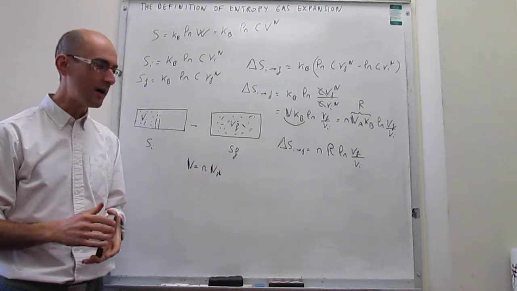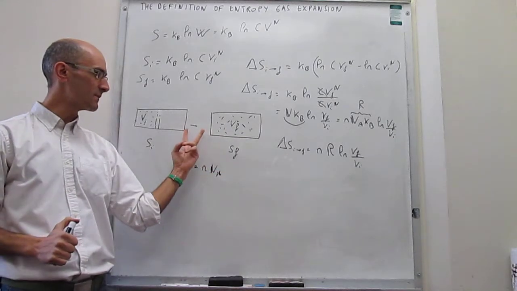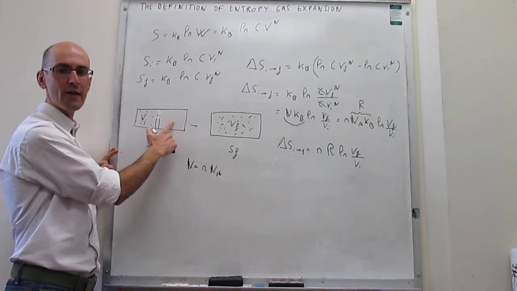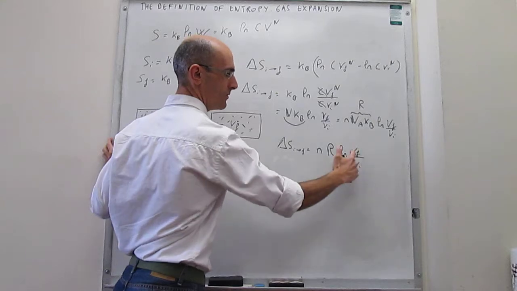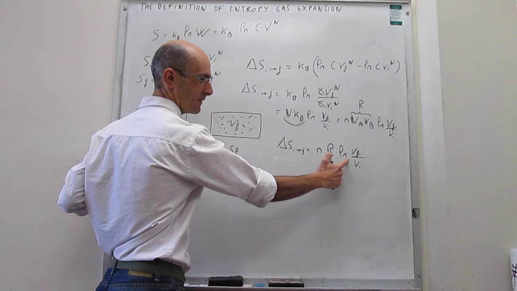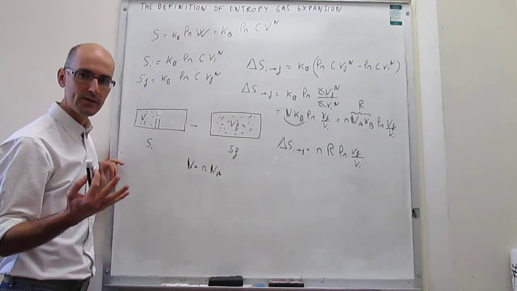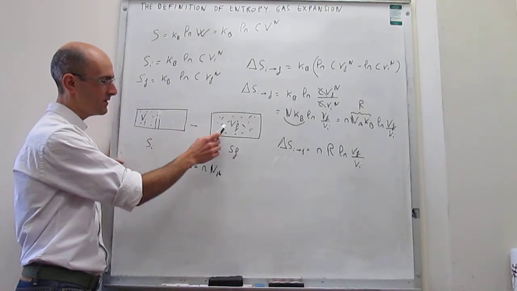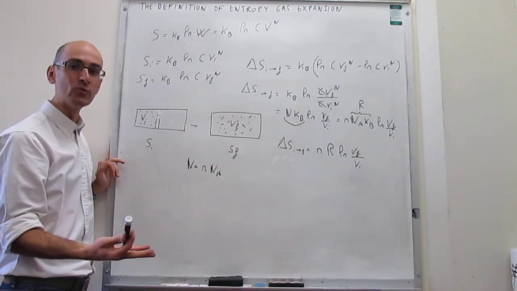Let's see if this makes sense. Let's calculate the sign of the change in entropy for this gas expansion. Well, the final volume is larger than the initial volume, so the ratio is a number larger than 1. And the logarithm of a number larger than 1 should be positive. So you would expect to find a positive change in entropy as you go from here to there. And that is exactly what your intuition says.